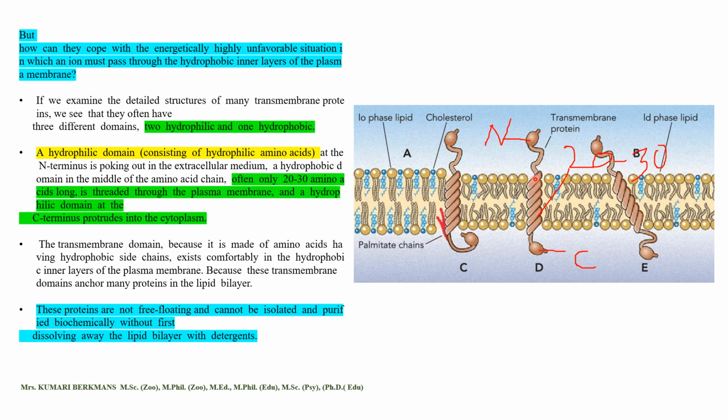It threads through the plasma membrane. This is the plasma membrane area. It threads through the plasma membrane, and a hydrophilic domain at the C terminus is here. Now the transmembrane domain is made up of amino acids having hydrophobic side chains. These are the hydrophobic side chains, and they exist comfortably in the hydrophobic inner layer of the plasma membrane.